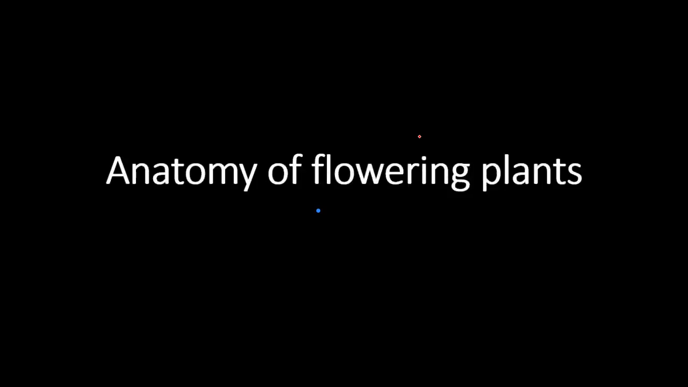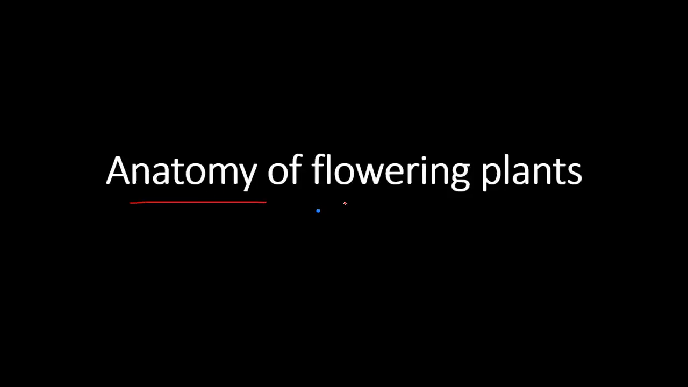Okay, hello everyone. Let's study a new chapter from first PU, that is class 11: anatomy of flowering plants. In this chapter, we are going to learn about the different tissues of the plant body, different tissue systems of the plants, and the anatomy of dicot and monocot plants, that is stem, leaf, and root. And lastly, we are going to study the secondary growth in plants. Let's start this chapter.